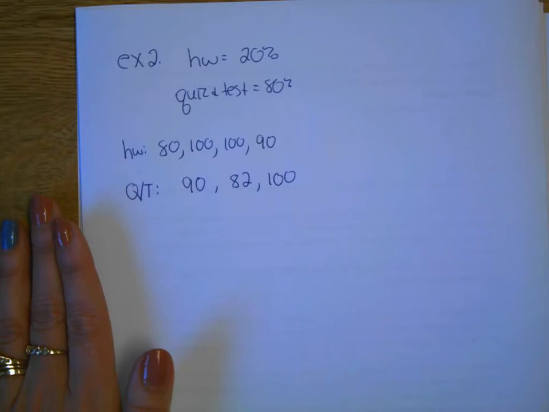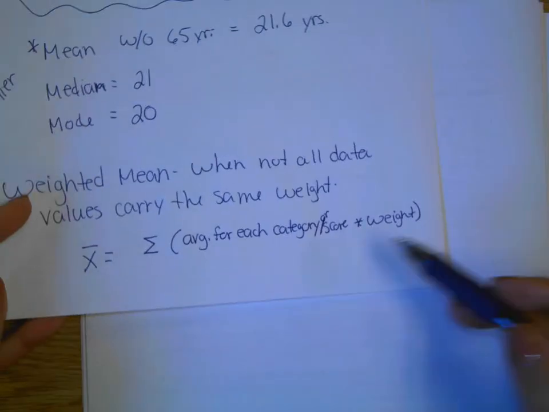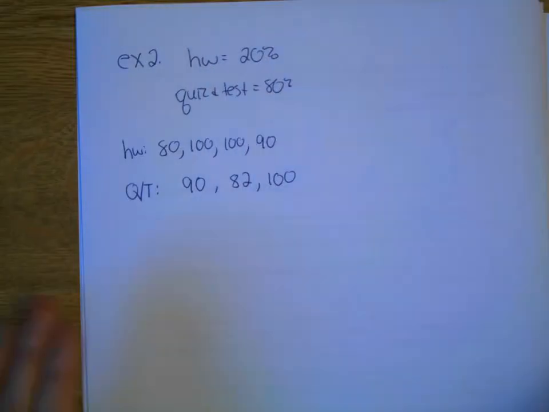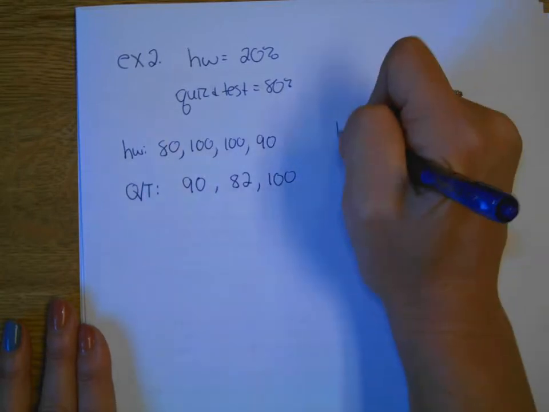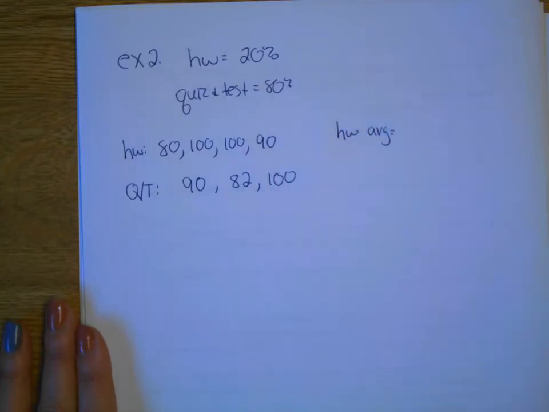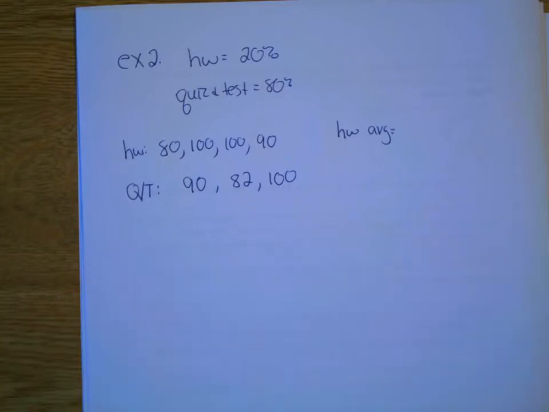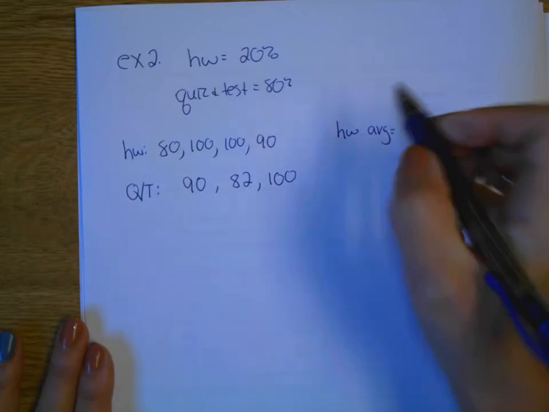So we've got 2 categories. If I look at my formula, I need the average for each category multiplied by the weight. So she needs her homework average. How do I get that average? Add all together. I would just add them up and divide by 4. What's her homework average going to be? 92.5. Yeah, it is. And now we need her quiz test average.